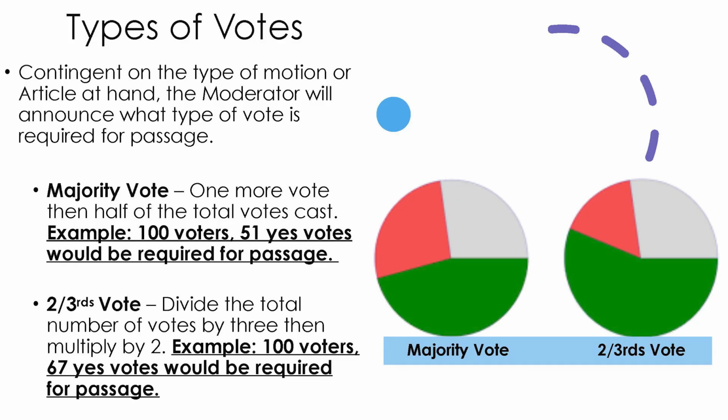Very good, thank you. So there are two different types of votes at town meeting. There's a majority vote and a 2/3 vote, and different types of questions have different requirements. Majority vote, pretty simple. If you have 100 voters and 51 vote yes, then the motion passes. For 2/3, if you have 100 voters, 67 yes votes, the motion passes.